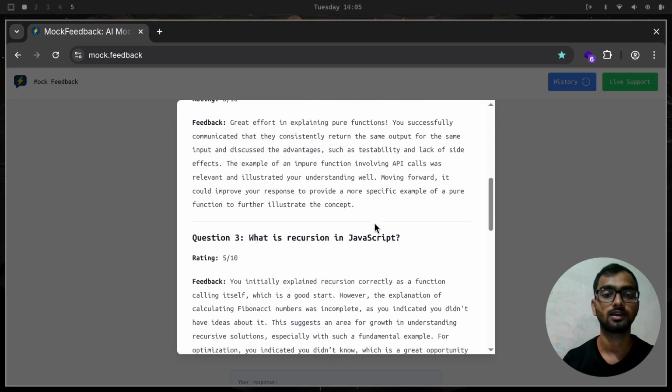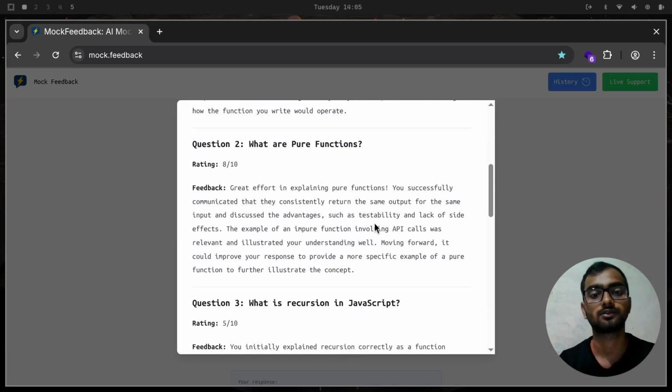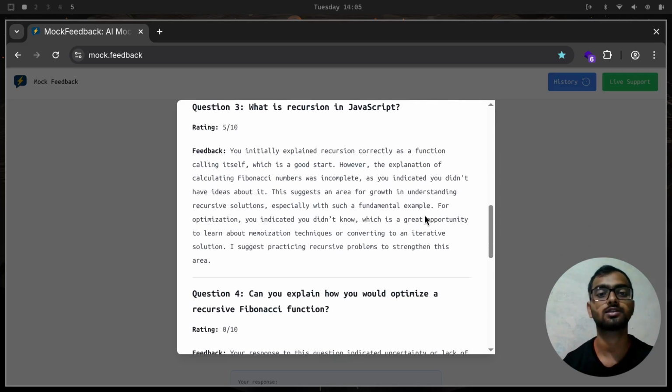Okay. Then, what are pure functions? Great effort in explaining pure functions. You successfully communicated that they consistently return the same output for the same input. Discussed the advantages such as testability and the lack of side effects. The example of an impure function involving API calls was relevant and illustrated your understanding well. Moving forward, it could improve your response to provide a more specific example of a pure function to further illustrate the concept.